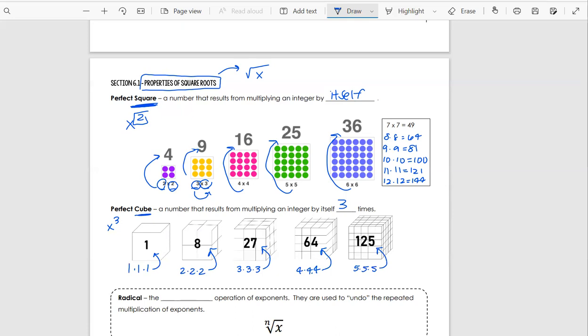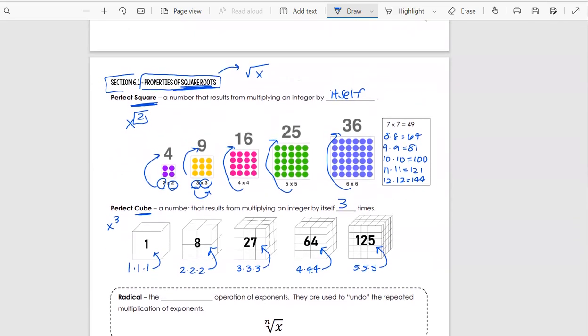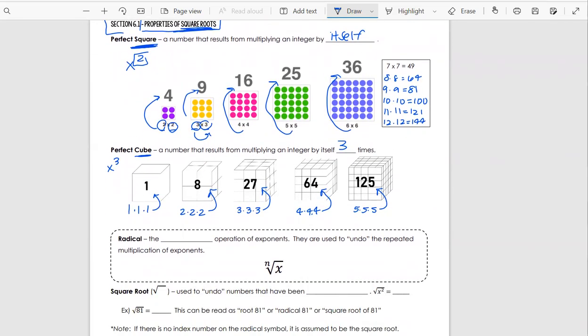So what we're calling this symbol, because it can change, I know the section title is properties of square roots. That symbol that I showed you at the very top of this page is a radical. So that's what we really call that symbol. It's the inverse operation of exponents. They are used to undo the repeated multiplication of exponents. When we talk about inverse operations, addition and subtraction are inverses, multiplication and division are inverses. A radical and an exponent are inverses of each other.